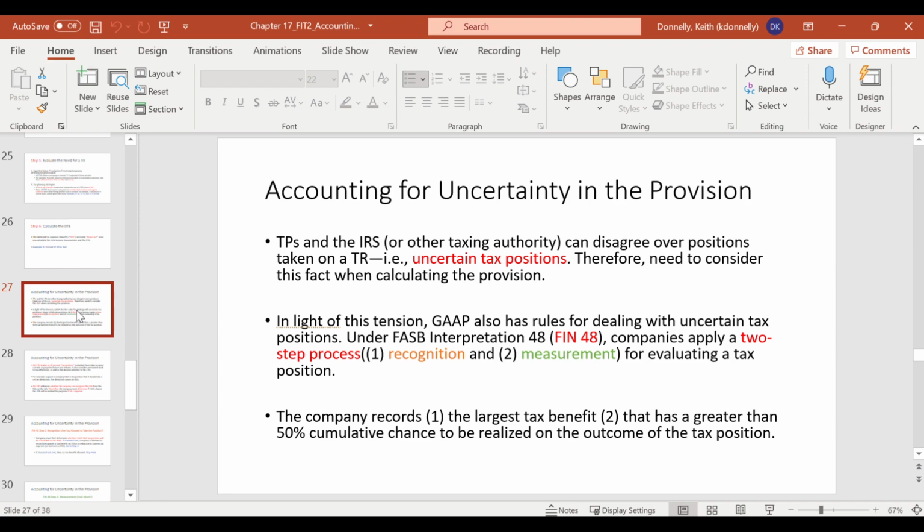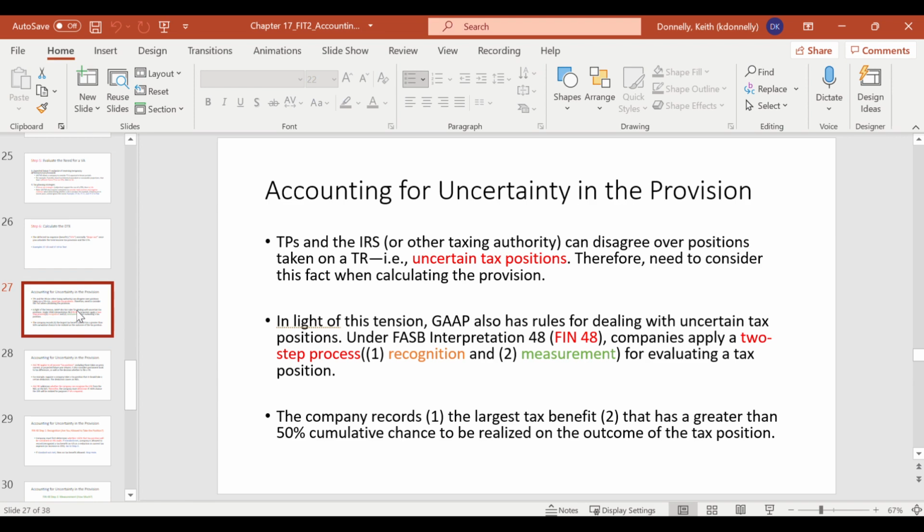But the next area that we're going into are uncertain tax positions. So as I have here, taxpayers and the IRS can disagree over positions taken on a tax return. These are going to be called uncertain tax positions. We need to consider this when we're calculating our provision, right? And basically, we have a standard here for GAAP that tells us how we should deal with uncertain tax positions. And really, it's this FIN 48, right? It gives you a 2-step process: recognition and measurement.